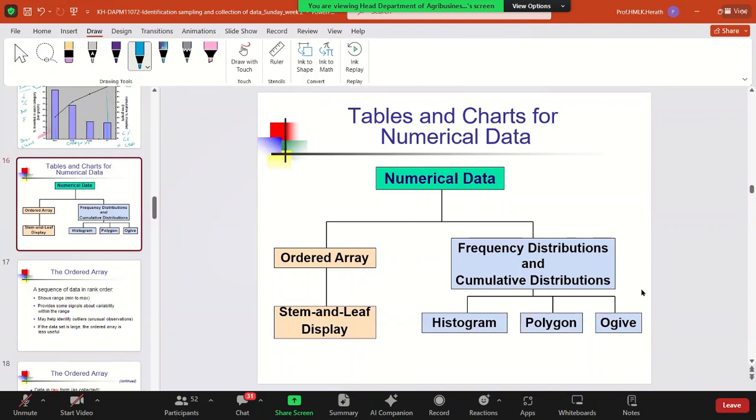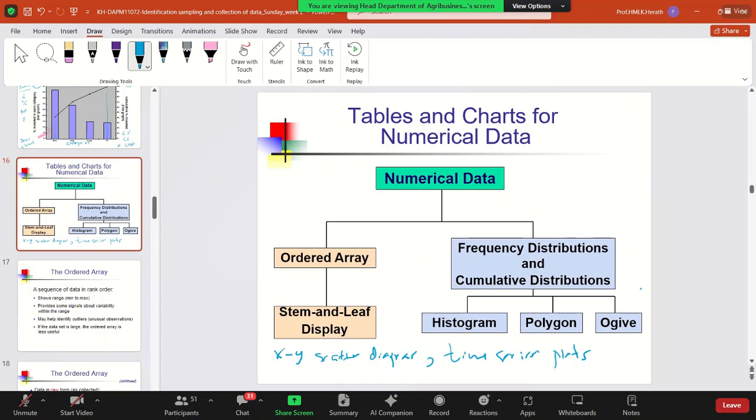In addition, we have XY scatter diagrams and time series plots, to present numerical data.